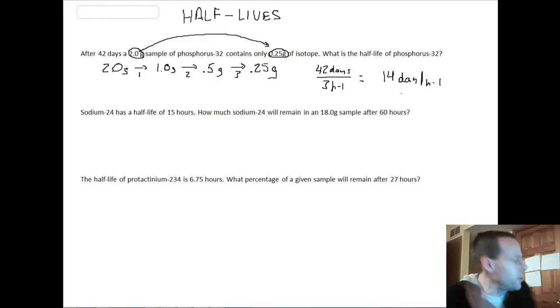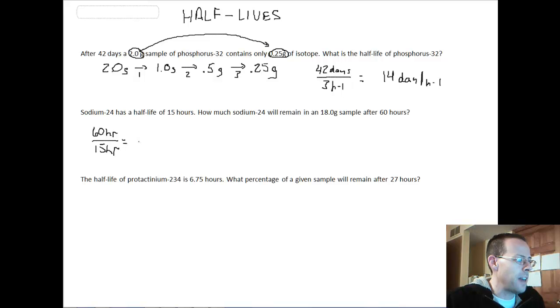So if we look at question number 2, it says sodium-24 has a half-life of 15 hours. So now we know the half-life. And it says how much sodium-24 will remain in an 18-gram sample after 60 hours. Okay? So this time it's a little bit different. We know 60 hours elapse, and we know each half-life takes 15 hours. So we're simply going to take 60 hours and divide that by 1 half-life being 15 hours. So in 60 hours, 4 half-lives occur.